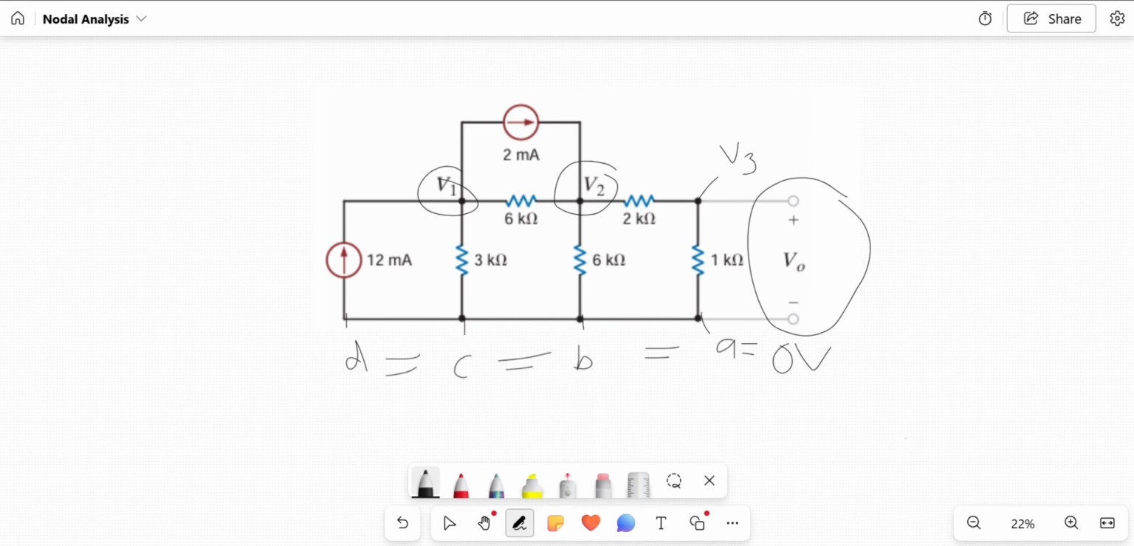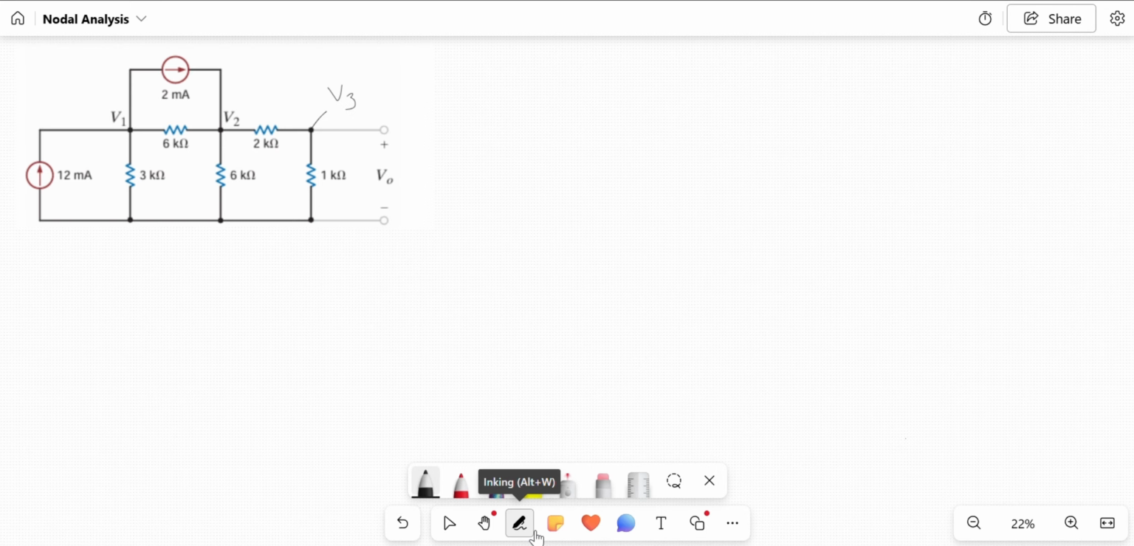Now we want to start writing our equations. We want to pick one of the nodes to start with. I'm going to pick V1, just because it's the first. As we did in the steps before, if there is a current going towards the node that you picked, it will be a negative number, negative 12. If it's going away, like this one going away from V1, that is a positive value.